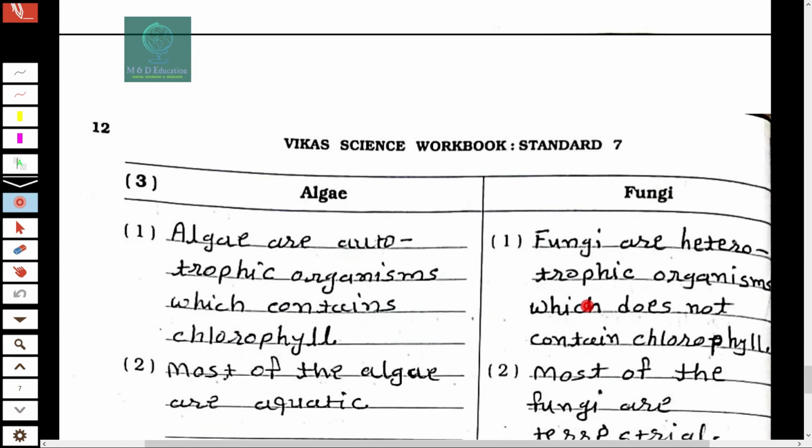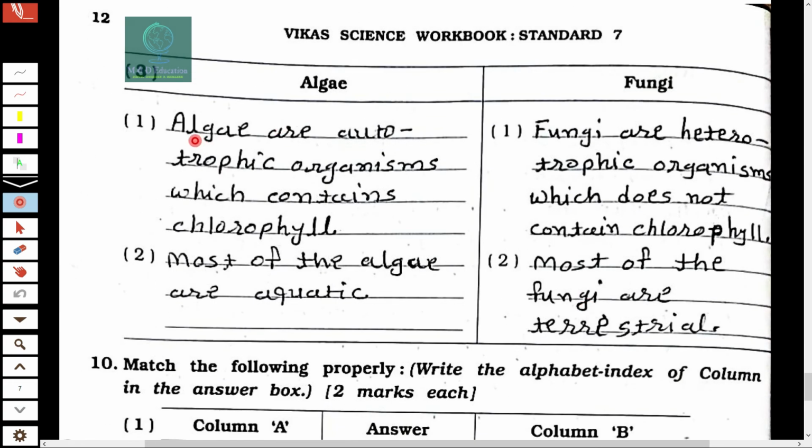Now the third one is algae are autotrophic organisms which contain chlorophyll, and fungi are heterotrophic organisms which do not contain chlorophyll. Now the second one is most of the algae are aquatic and most of the fungi are terrestrial.